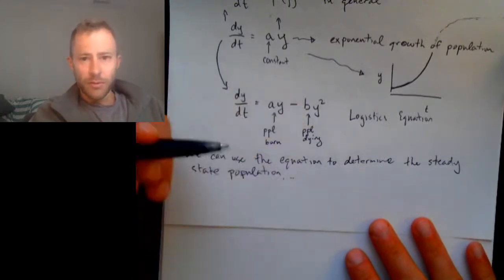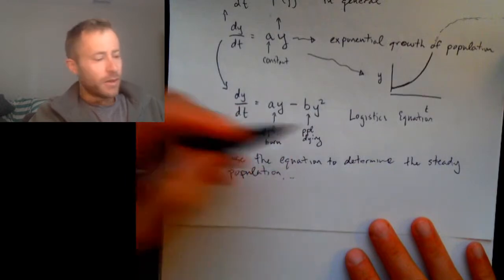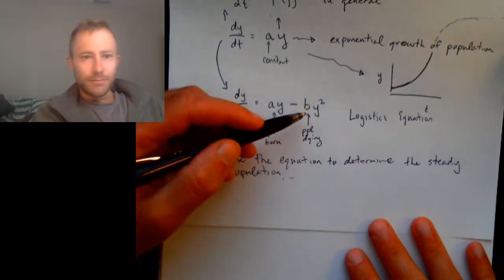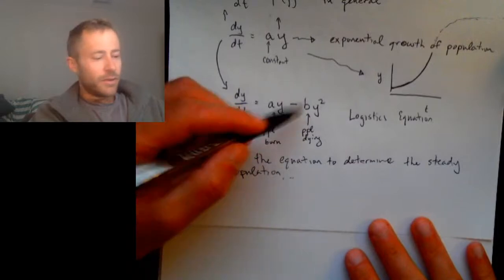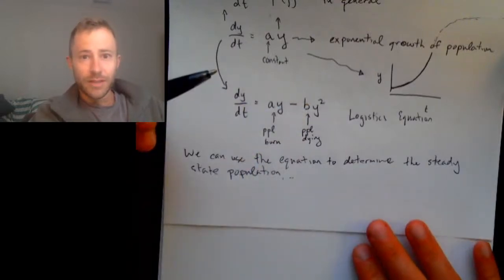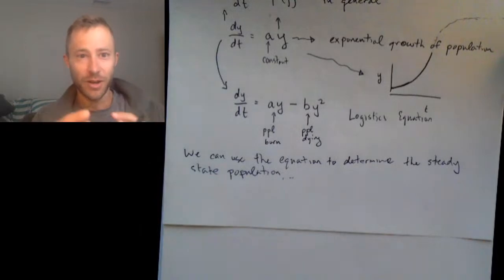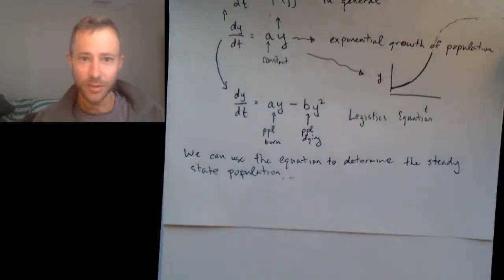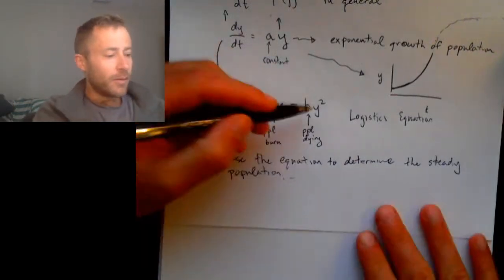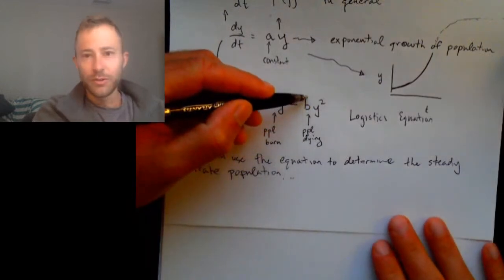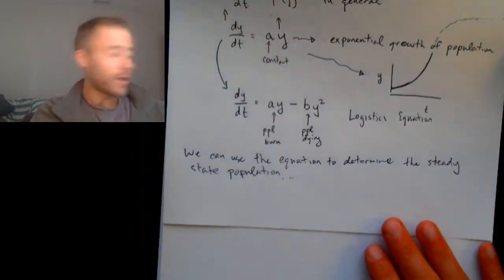For example, if there's deforestation, that's going to reduce the amount of resources for animals in a jungle. And that in turn is going to raise the b value for that population.